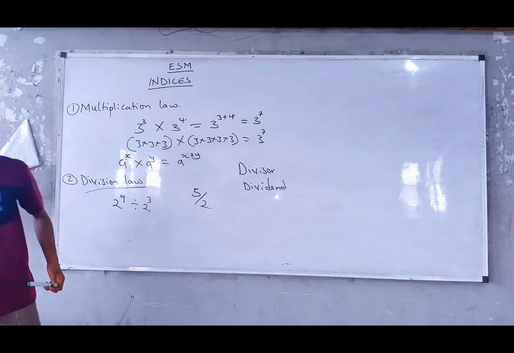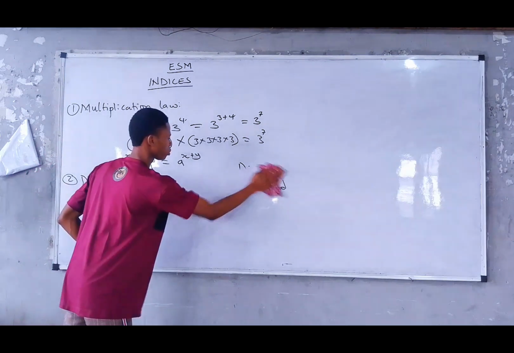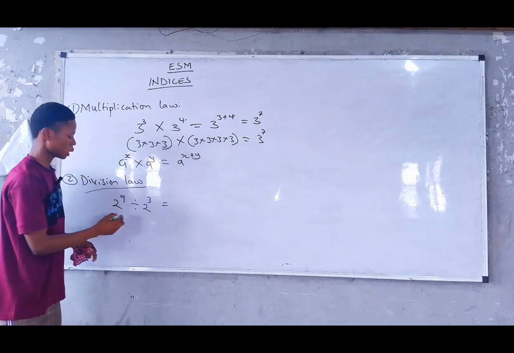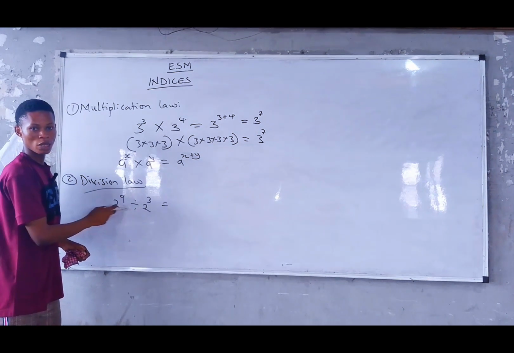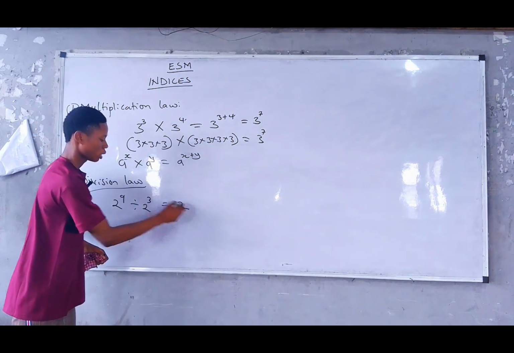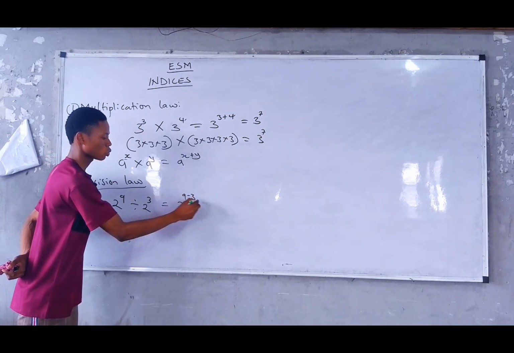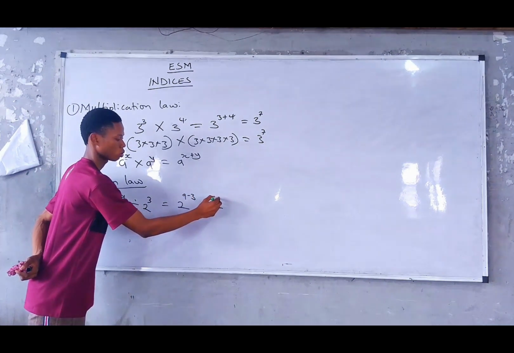Good. Now, in the division law, if you have something like this, all you need to do is, since the bases are the same, you just take 1, and what do you do to the powers? You subtract. So 9 minus 3, which is what? 2 raised to power what?